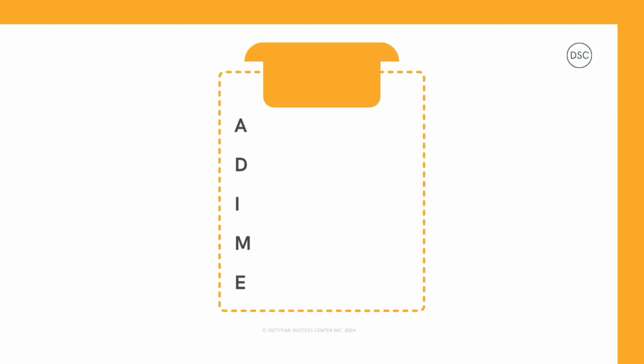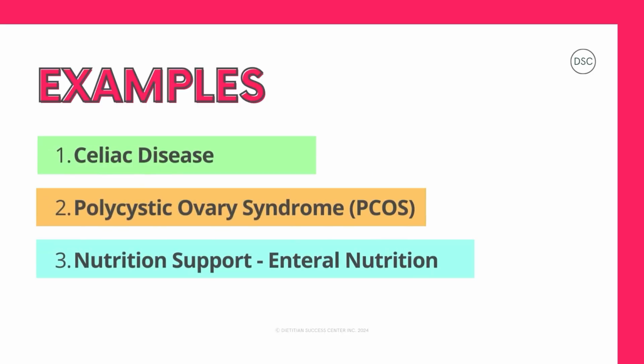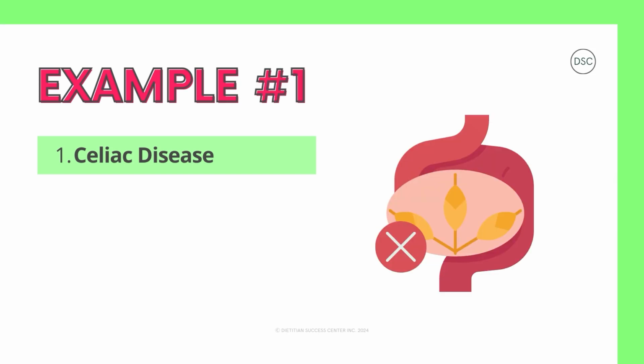Now that we've covered the overall process, let's walk through how to actually apply these steps in practice with a few nutrition care process examples using the ADIME structure. These 3 examples represent different areas of practice, including celiac disease, polycystic ovary syndrome or PCOS, and nutrition support with enteral nutrition. Our first example will show you how to go through the steps of the NCP with a client who has a new diagnosis of celiac disease.